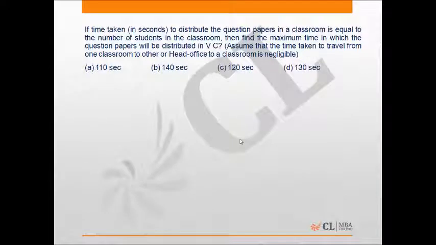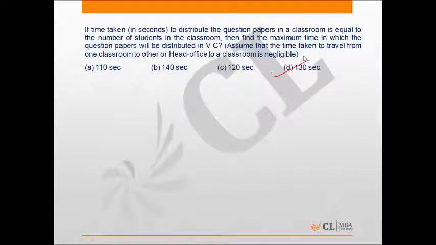Therefore, the maximum number of students in class 5th C can be 130, as we know that the time taken to distribute the question paper in a class is equal to the number of students in the class in seconds. Therefore, the maximum time that was required to distribute the question papers in class 5th C was 130 seconds, which is option D.